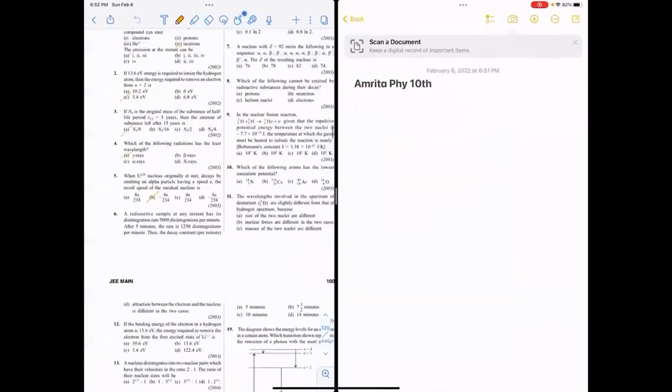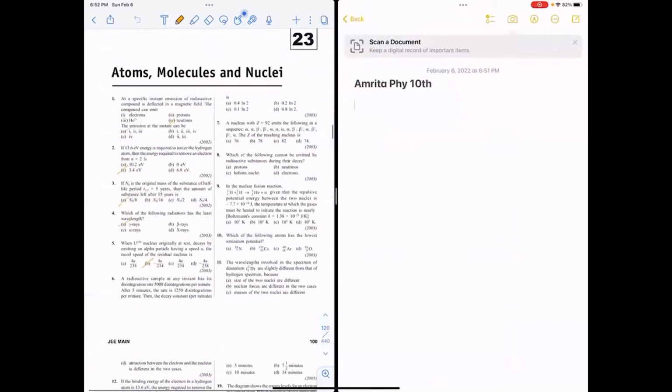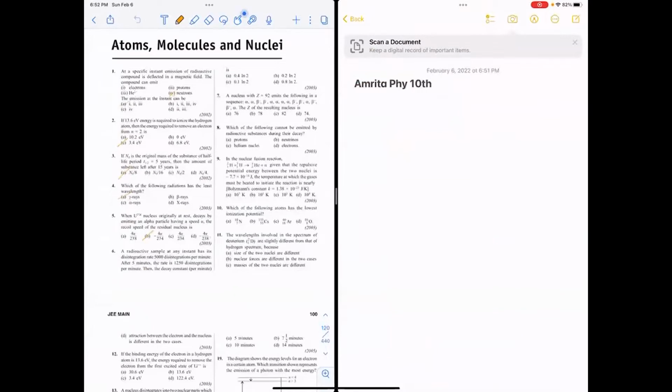So doing this atoms, molecules, I guess. Now we have semiconductor devices. How are you all doing? There's no response, guys.